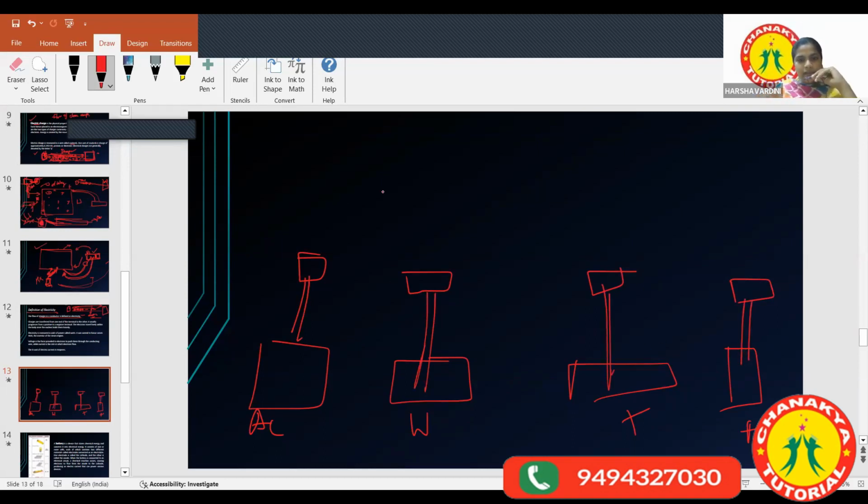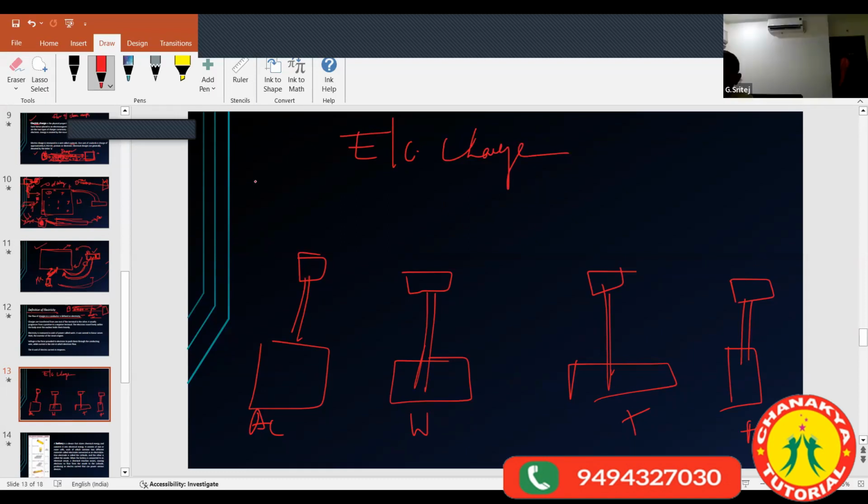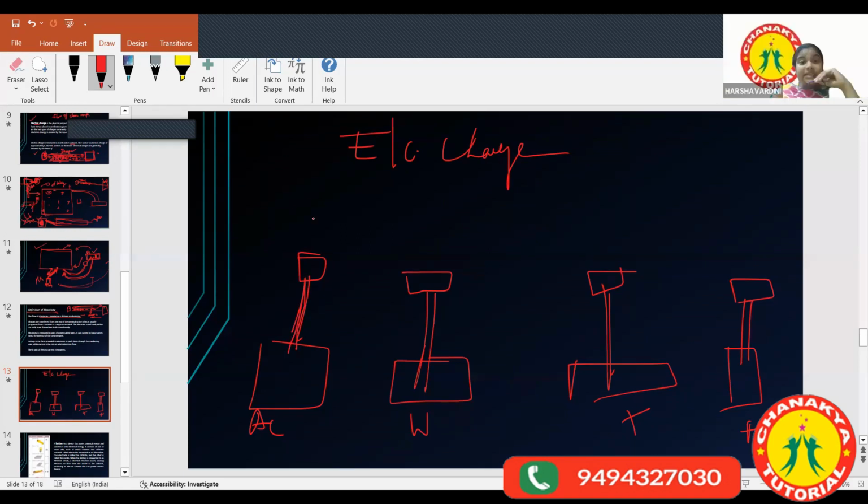Now, can anyone explain to me electric charge and electricity? Electric charge and electricity, can anyone explain? Ma'am, electric charge is like the flow of positive and negative charges. Electricity is the flow of electric charges. What is electric charge? Positive and negative charge. I think not understood. Fine, very good.